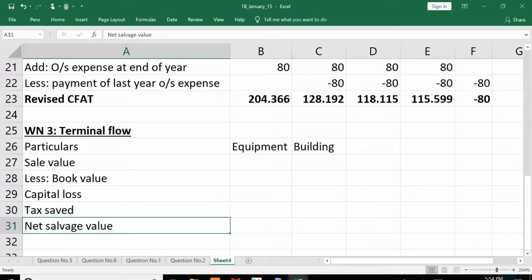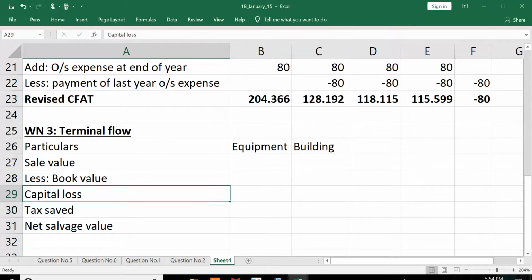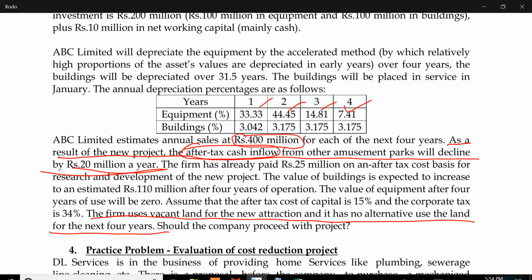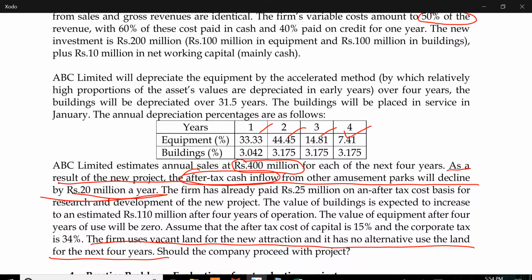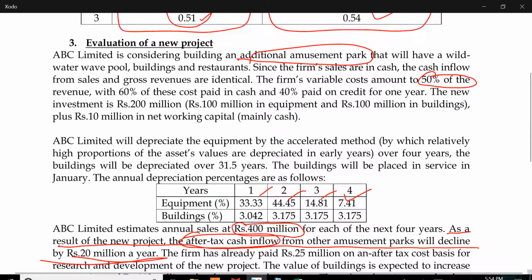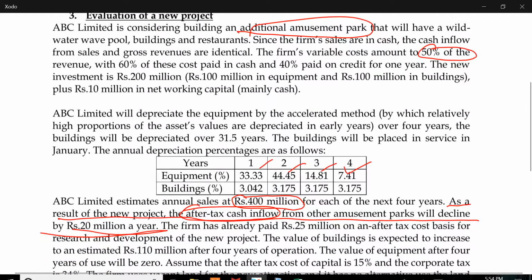So what's the requirement of this work? The building will be placed in service in January. Point 2, building will be placed in service. I don't see any use of that. I don't know why that line is of no use.